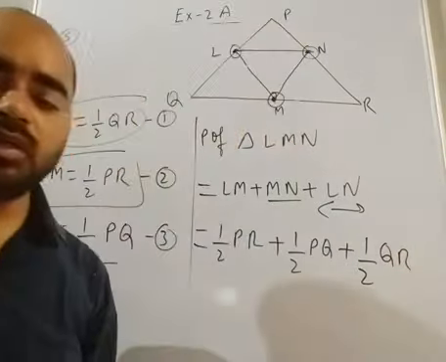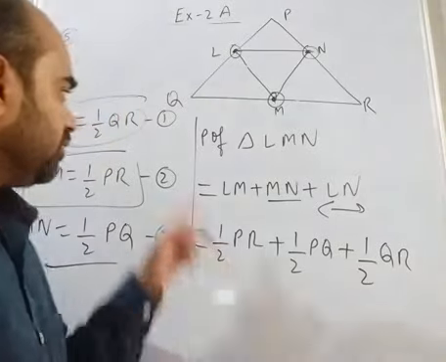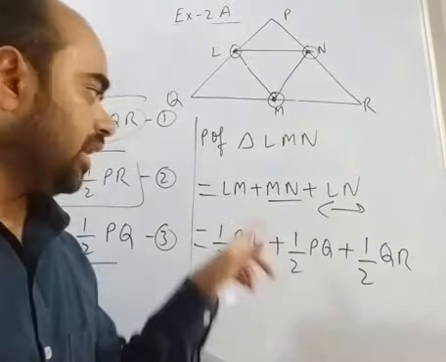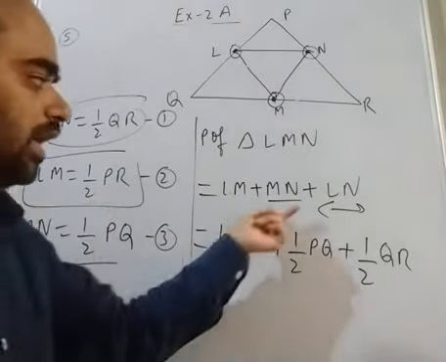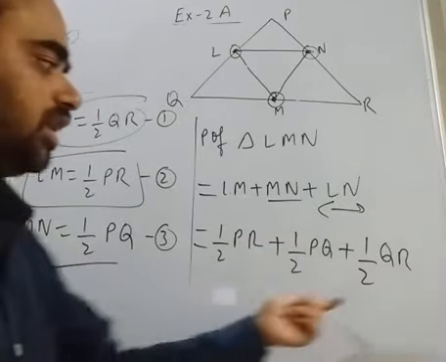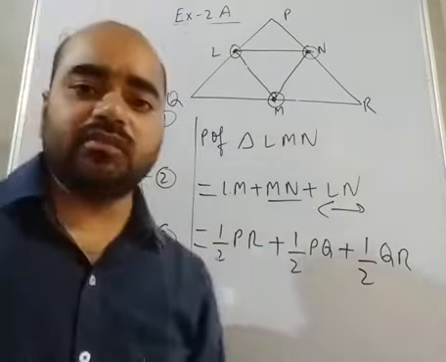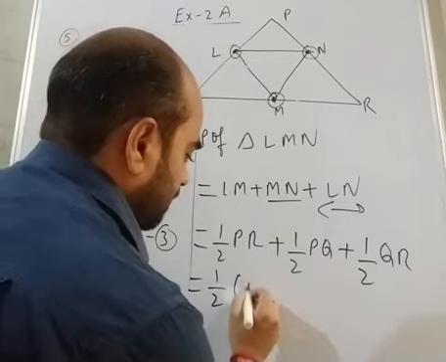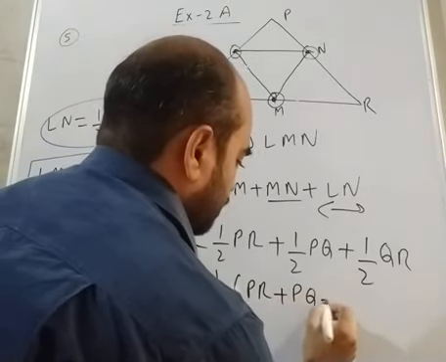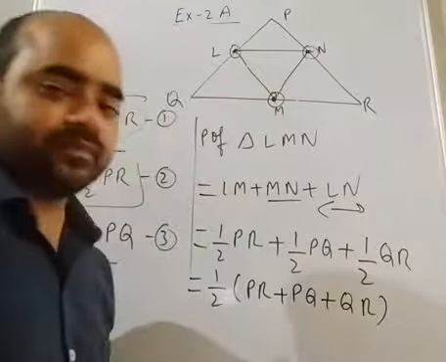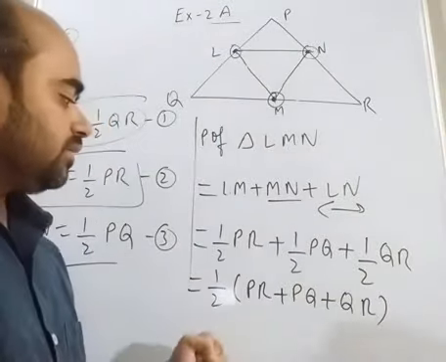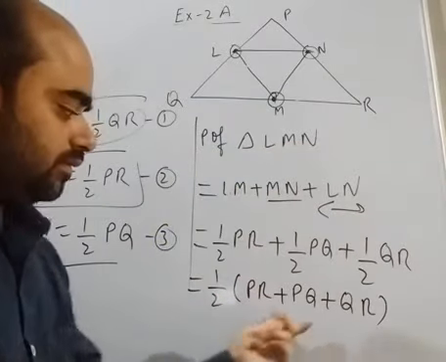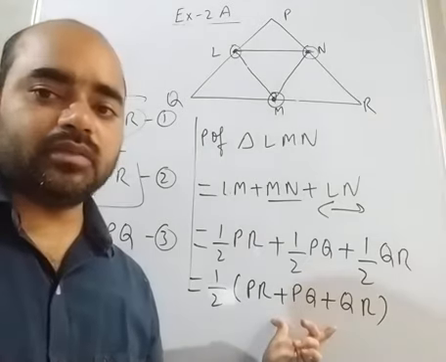Correct? Up to here. Perimeter means the sum of all the sides. Now using these equations we have substituted the values of LM, MN and LN. LM is half PR using equation 2. MN is half PQ using equation 3. LN is half QR using equation 1 and the midpoint theorem. Now half is common. What is left? PR plus PQ plus QR. The result: the perimeter of triangle LMN is half the sum of the sides of triangle PQR.